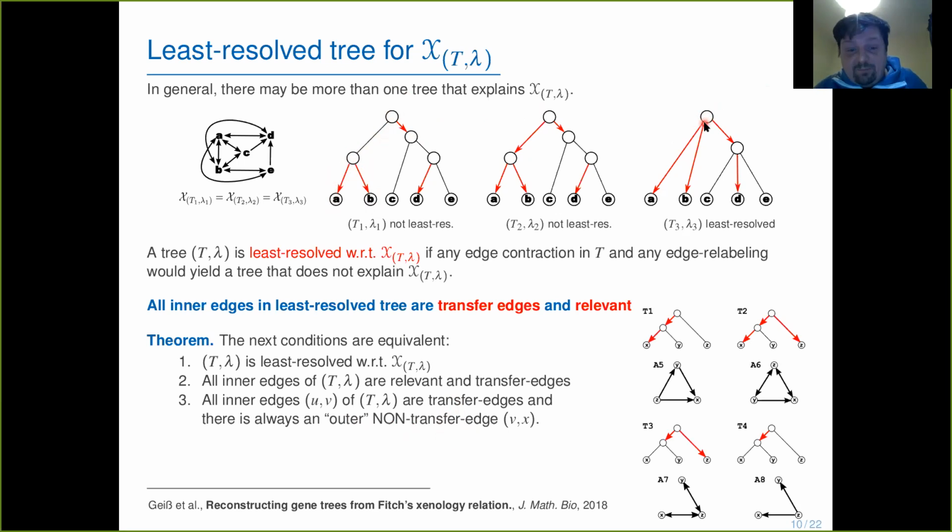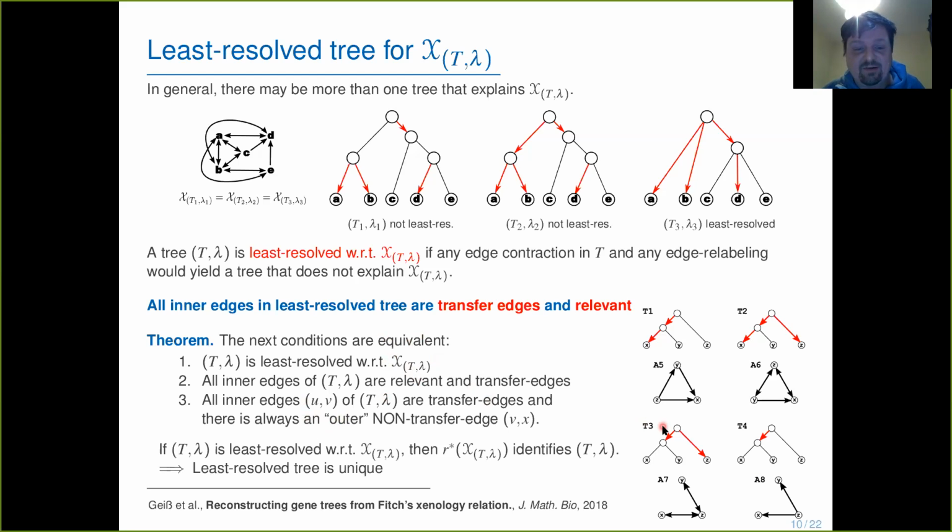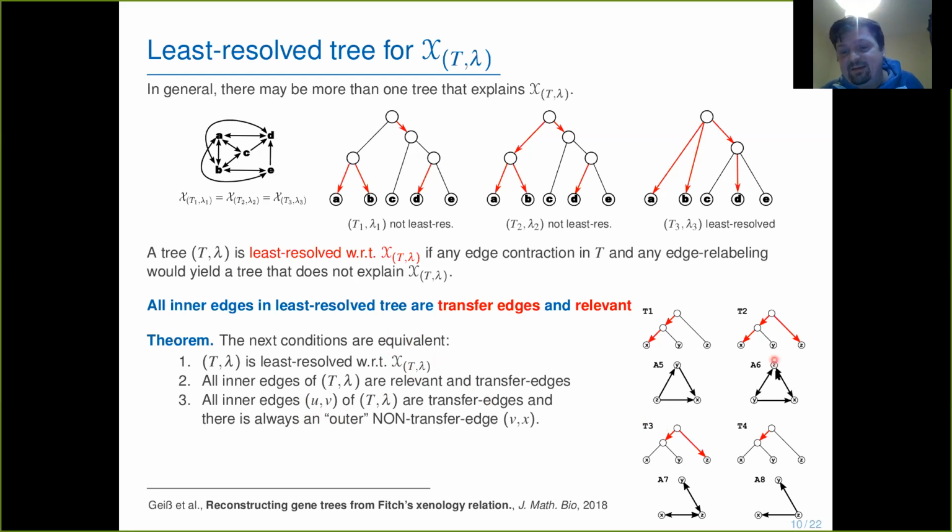Now, back to our triples, what you can see is they are least resolved in a certain sense because they almost satisfy these conditions here. Except this one, but this is not so important. The important thing is that every inner edge is a transfer edge that is distinguished by a triple. This is an observation that we had.